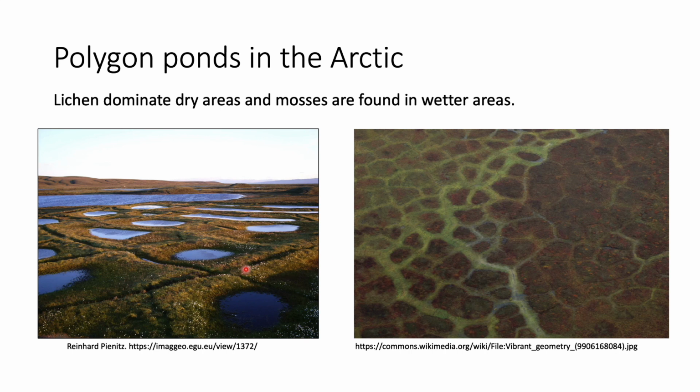So here are some of the pictures. The lichens dominate the dry areas. So here we can see the dry areas. Lichens actually dominate these dry areas, and the mosses dominate the wetter areas in the pond. So these are the two major algae-type materials which are seen in the Arctic region.